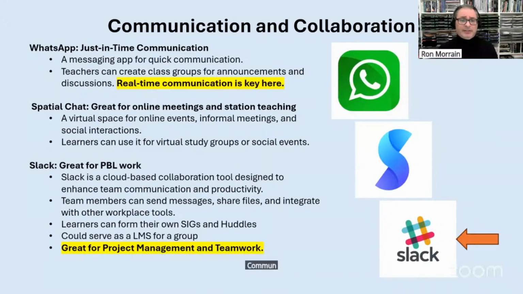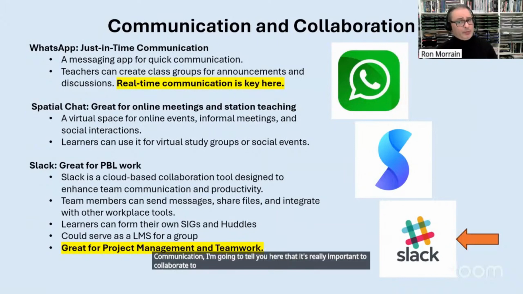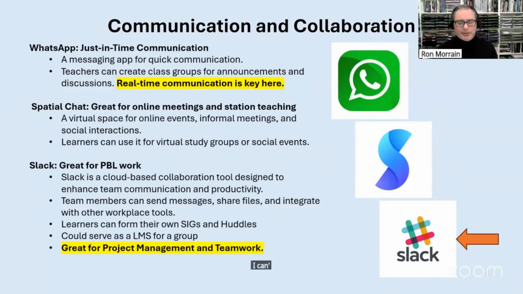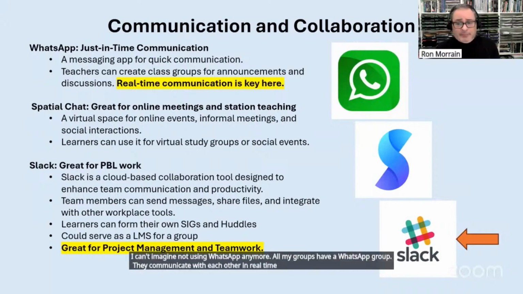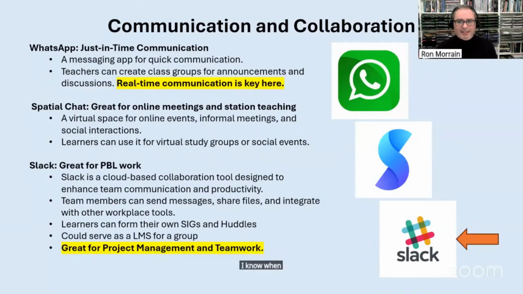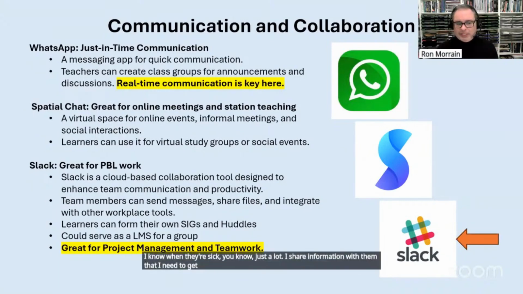Communication, I'm going to tell you here that it's really important to get our students to collaborate with one another. I can't imagine not using WhatsApp anymore. All my groups have a WhatsApp group. They communicate with each other in real time. They tell me when they're going to be late, when they're not going to be there. I know when they're sick, just a lot. I share information with them that I need to get to them really quick.